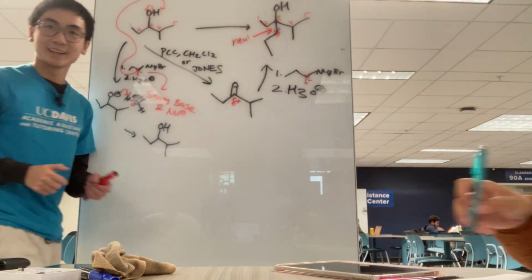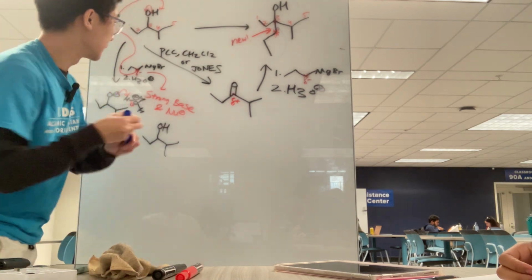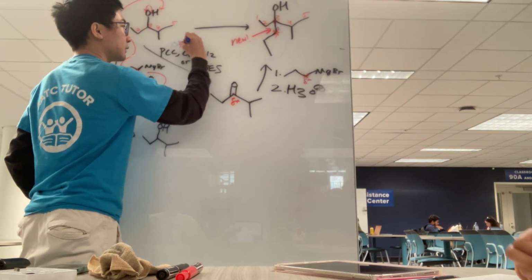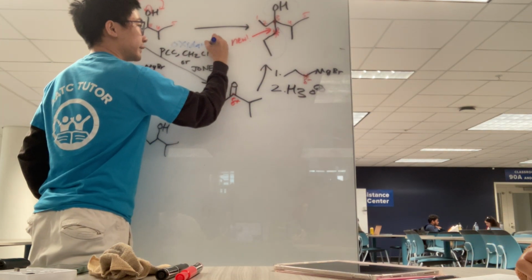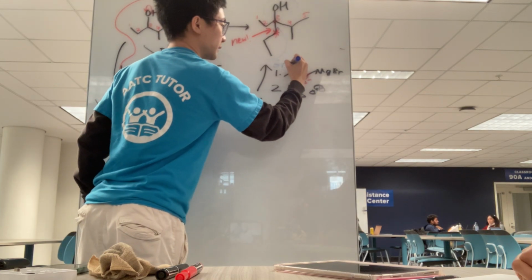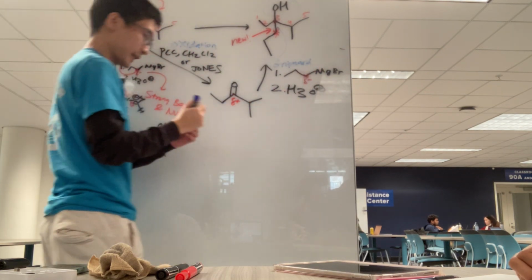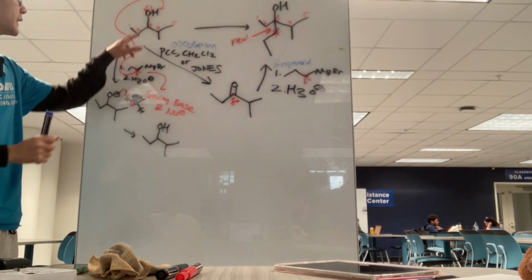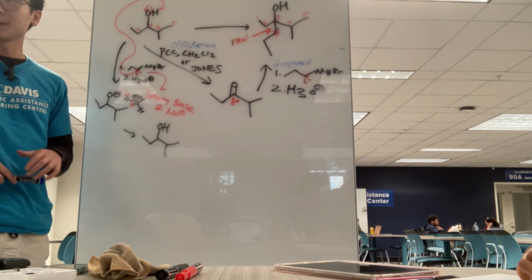1, 2, 3. Right? Where the first reaction we did was oxidation. And then the second reaction we did was Grignard reaction. And that converted this reactant molecule to that product molecule there.